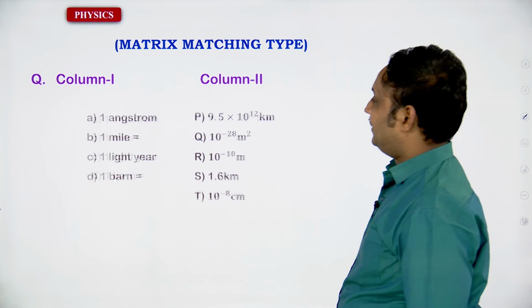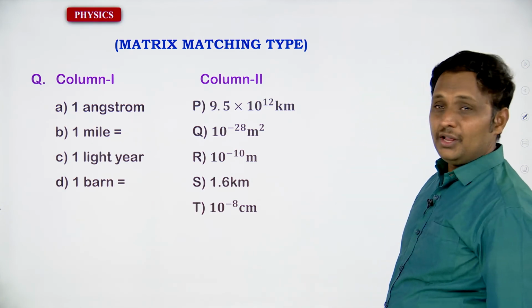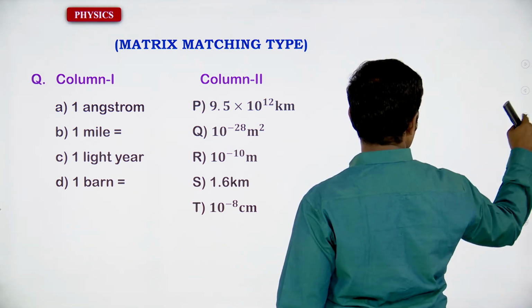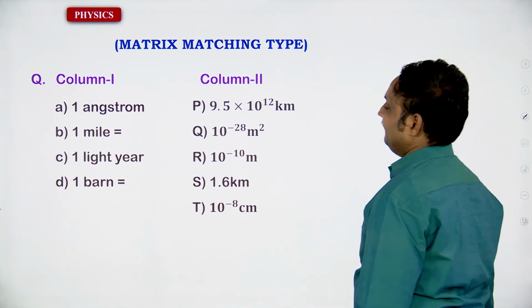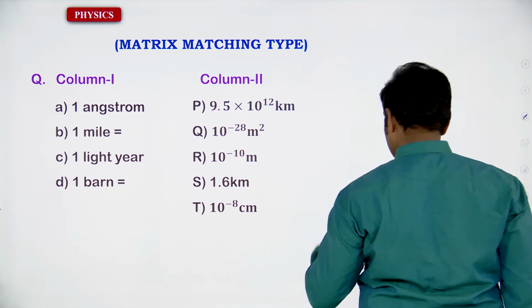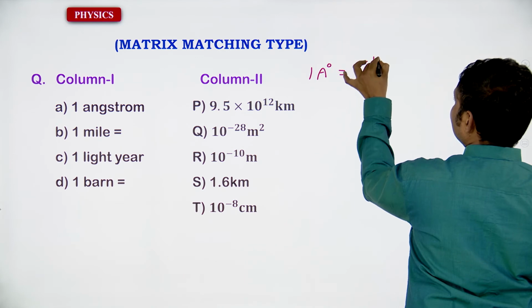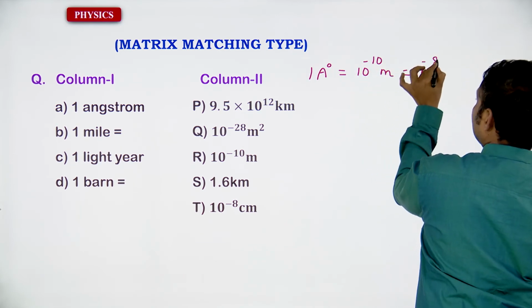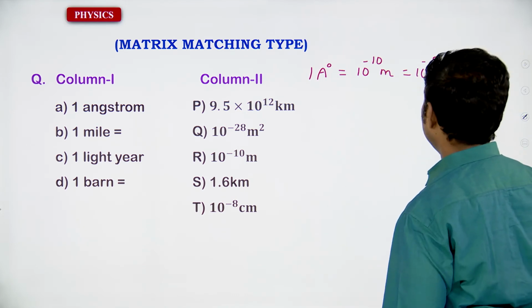Let's go for the problems. Yes, what we have discussed, all right, it's very clear. So do you know 1 angstrom unit? It's very clear. 1 angstrom unit is equal to 10 to the power of minus 10 meter, that is equal to 10 to the power of minus 8 centimeter. Yes, you have to take this.